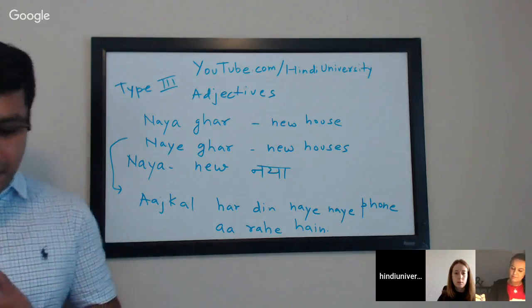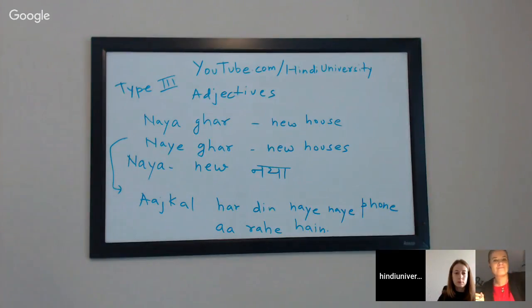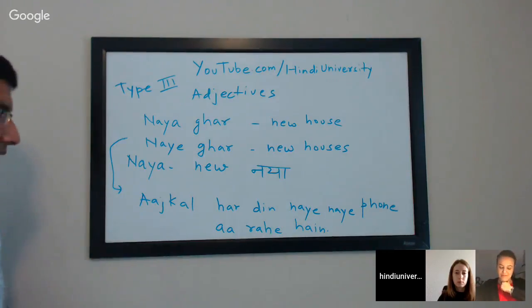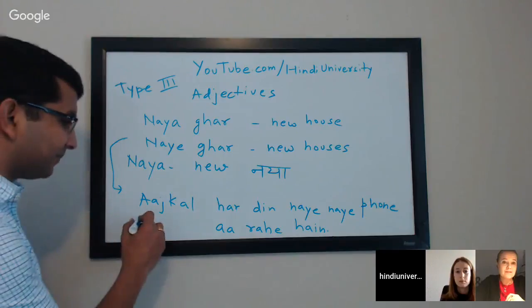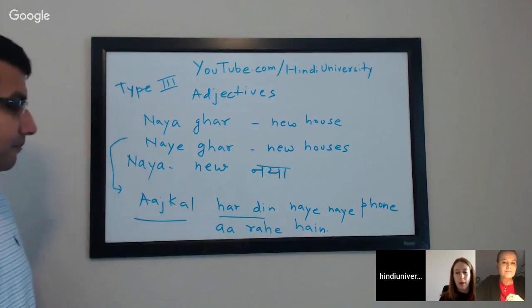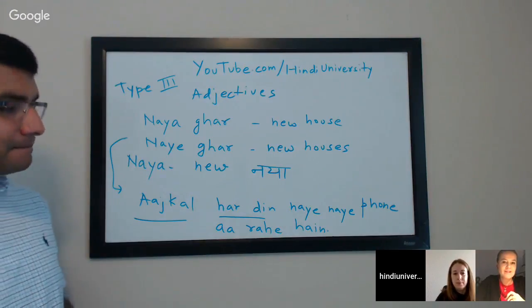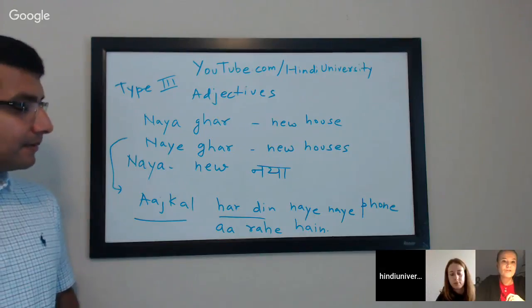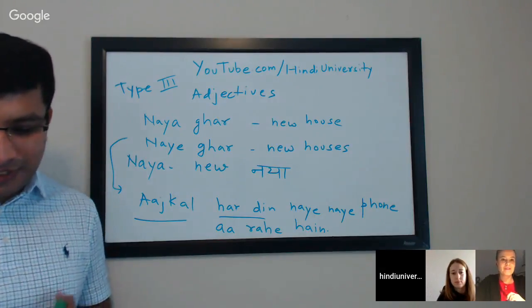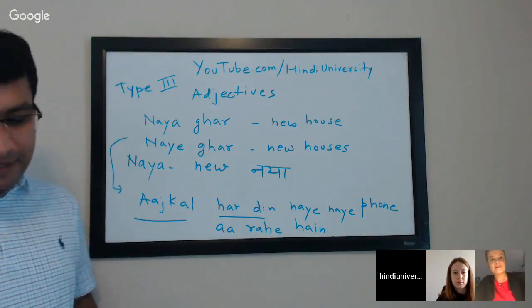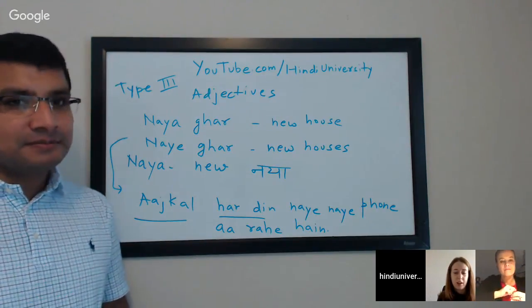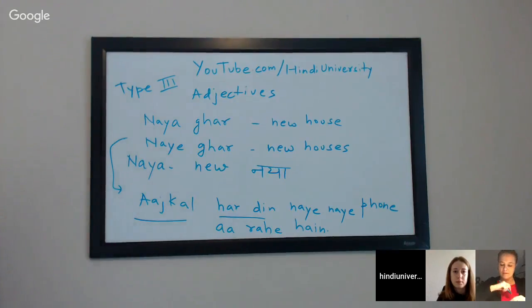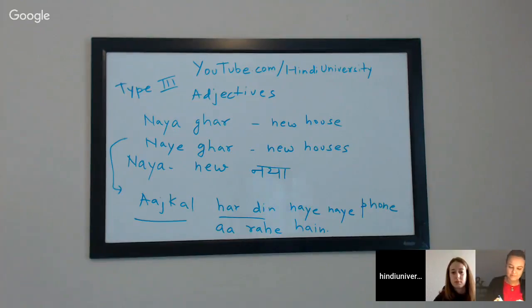What does it mean? Anya Ji, you want to give it a try first? Aajkal is nowadays, today, this day. Har din is each day. Naye naye phone aa rahe hain. There's a new phone coming up each day. That's right. What do you think, Chelsea Ji? Is it a correct sentence? I think it's fine. These days, every day, a new phone is coming out. That's right. You are again giving an emphasis that a new phone is coming pretty much every day.